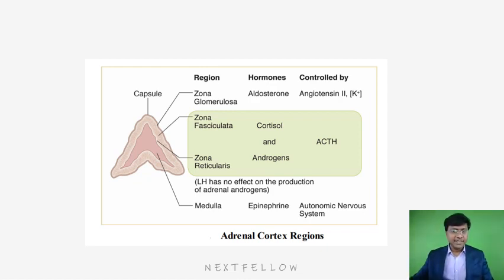Now, you can see this image here. We have the outer zona glomerulosa, in the middle the zona fasciculata, and the innermost layer, the zona reticularis. And beneath the adrenal cortex, you have the medulla, which will produce the catecholamines, that is epinephrine as well as norepinephrine.